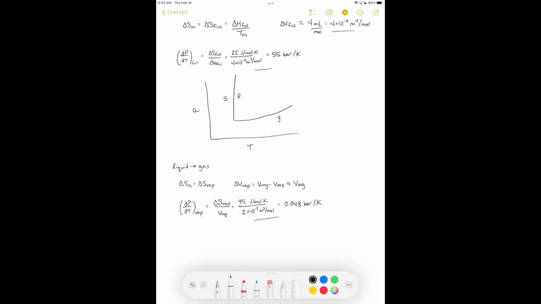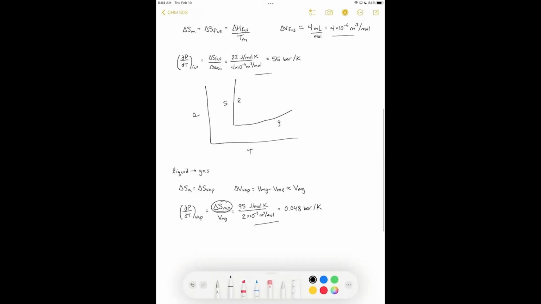Now, the solid to gas transition would use the exact same thing, except we'd have a molar change in sublimation rather than vaporization. So it would be a little bit steeper than the liquid-gas curve, but it's usually not enough to even see much of a difference.